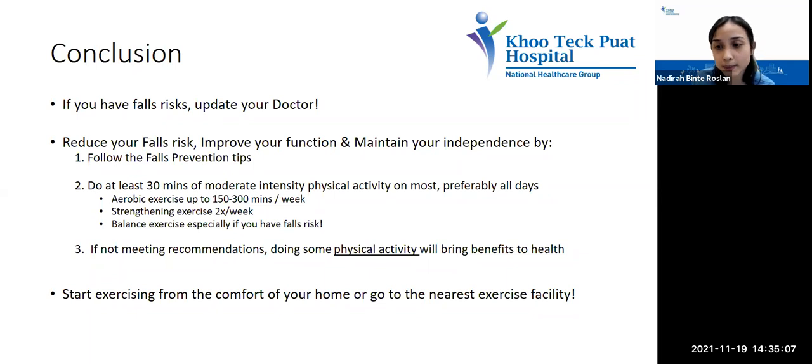So do at least 30 minutes of moderate intensity physical activity on most or all days, such as doing chores, as well as aerobic, strengthening and balance exercises. If you are not meeting the recommendations, doing some physical activity will bring benefits to health. So the next step will be to start exercising from the comfort of your own home or head down to the nearest exercise facility to start. Okay, thank you. If there are any questions, you can go ahead to ask.